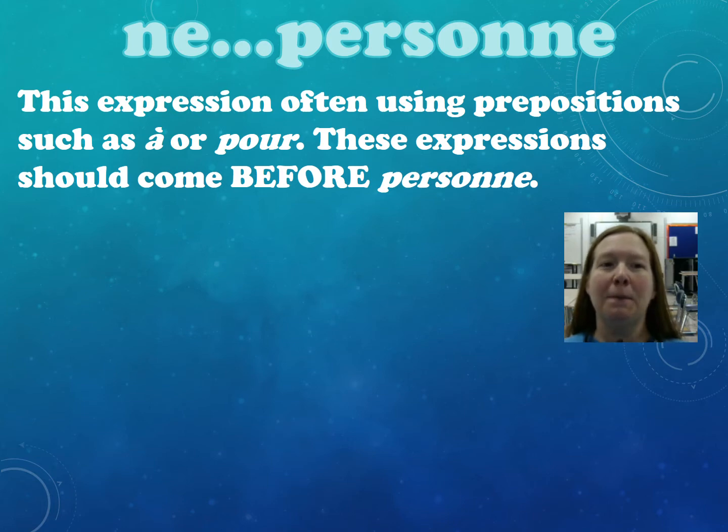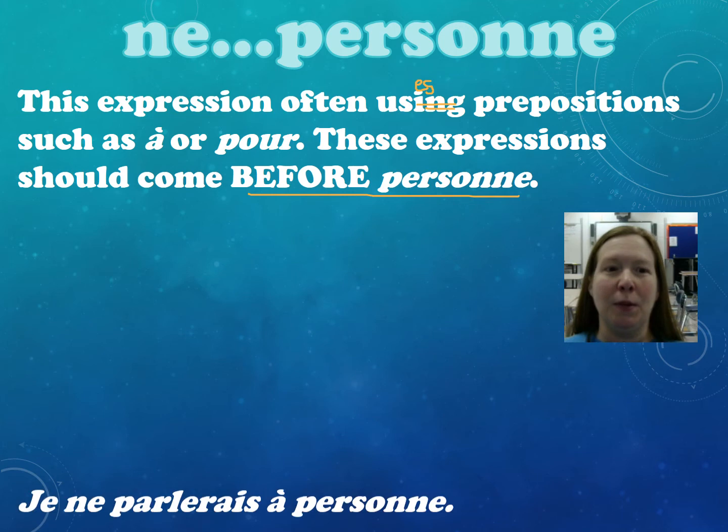Ne personne. This expression often uses prepositions, such as à or pour. These expressions should come before personne. So if you're using a verb where you're going to say à plus a person, or pour plus a person, or any other preposition before your name or your person, then you are going to use those prepositions before the word personne. So here are some examples.